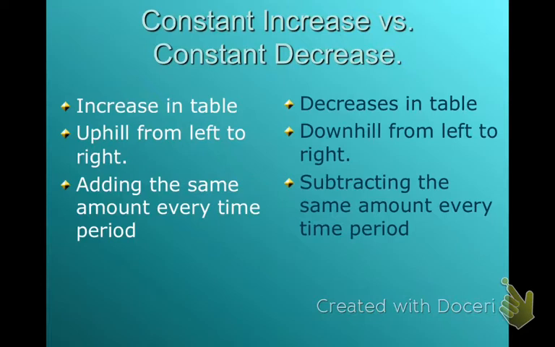The next slide is the constant increase. This is not on your sheet. You will need to add this to your sheet. But as you look at the tables, you want to know if it's a constant increase or constant decrease. Well, how you know is if you're adding or you're subtracting. It's an increase in the table. When you're reading the graph, it goes uphill from left to right, and you're adding the same amount every time, period. It's a positive number. This increasing is called a positive slope. And then the decreasing in table, downhill from left to right, you're subtracting the same way, that would be a negative slope.